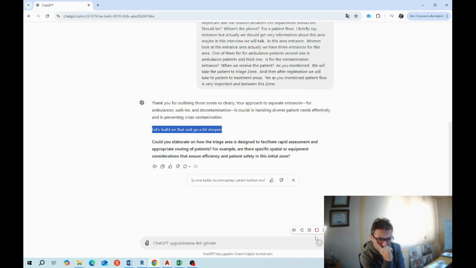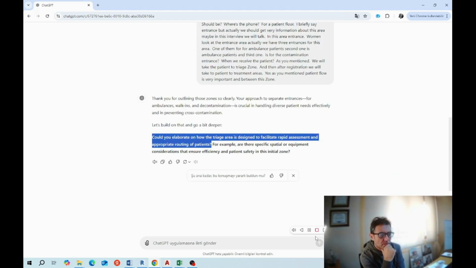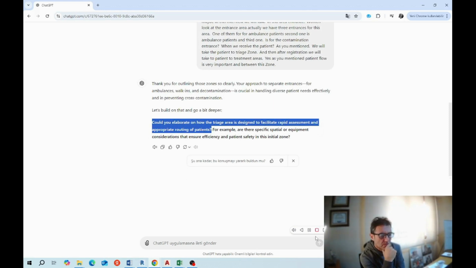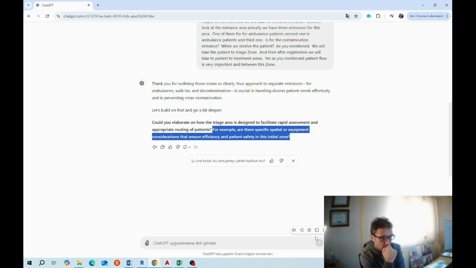Let's build on that and go a bit deeper. Could you elaborate on how the triage area is designed to facilitate rapid assessment and appropriate routing of patients? For example, are there specific spatial or equipment considerations that ensure efficiency and patient safety in this initial zone?